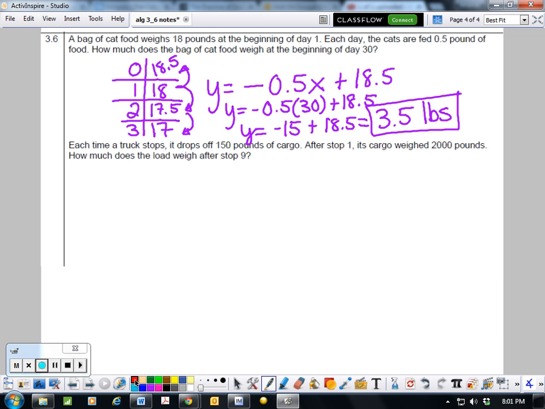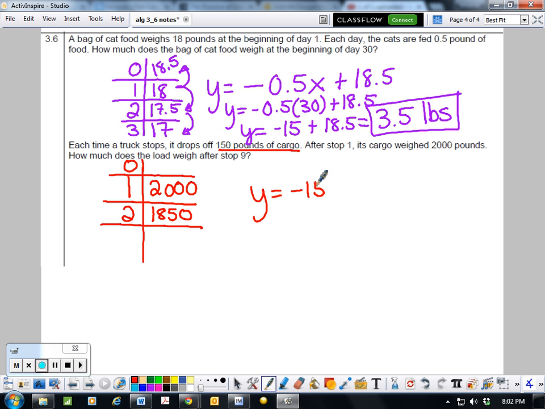Okay. Each time a truck stops, it drops off 150 pounds of cargo. After stop 1, give myself a 0 here, the cargo weighed 2,000 pounds. At stop 2, we're going to be 150 pounds less. So that's going to be, what, 1850? So each time I'm dropping off 150 pounds. And then I need to start with a starting point. So if I'm dropping 150 pounds, to go backwards, I need to add 150 pounds.